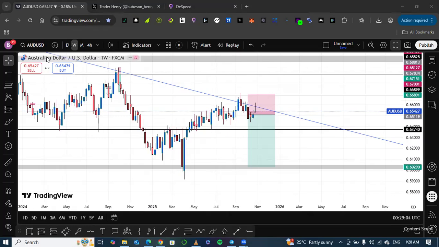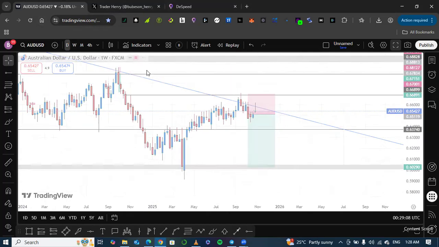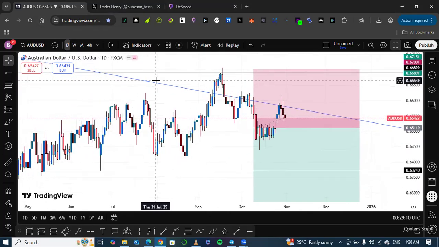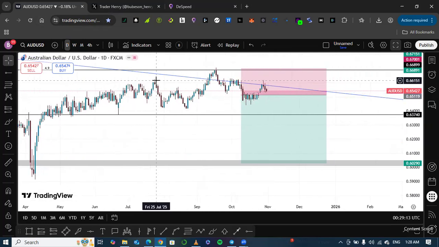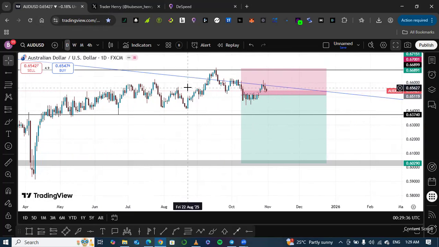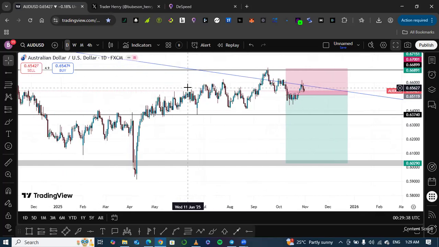So hopefully next week we are going to see a continuation to the downside, because AUD is the only pair that hasn't moved much compared to the majors. Others have already moved significantly in one direction. For example, GBP, as you can see, has already moved significantly to the downside. USDCHF also has already moved significantly to the downside, but it's only AUD that is still lagging behind for reasons best known to it. So this is how it looks on the daily time frame.